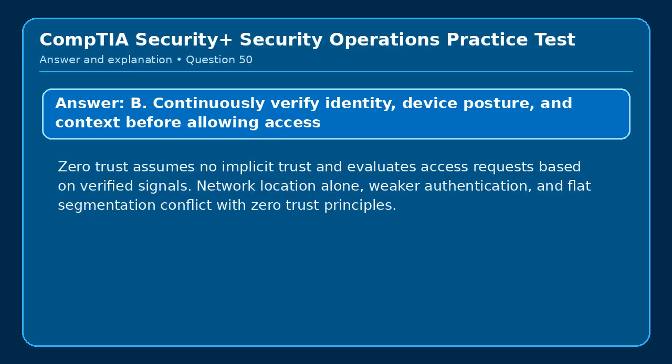The answer is B. A firewall rule that blocks unauthorized inbound traffic. A firewall rule can technically prevent unwanted traffic before it reaches the service.